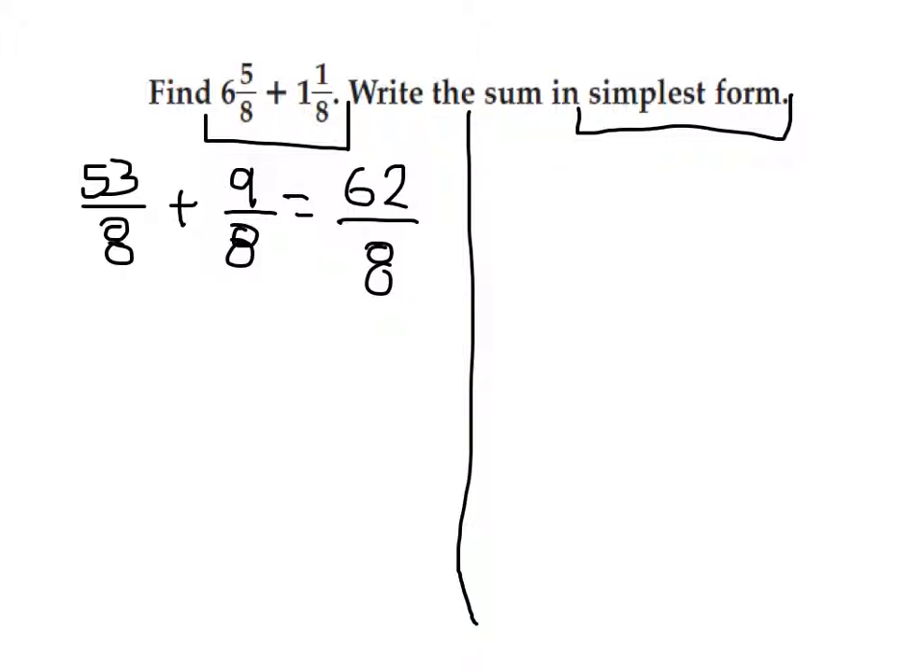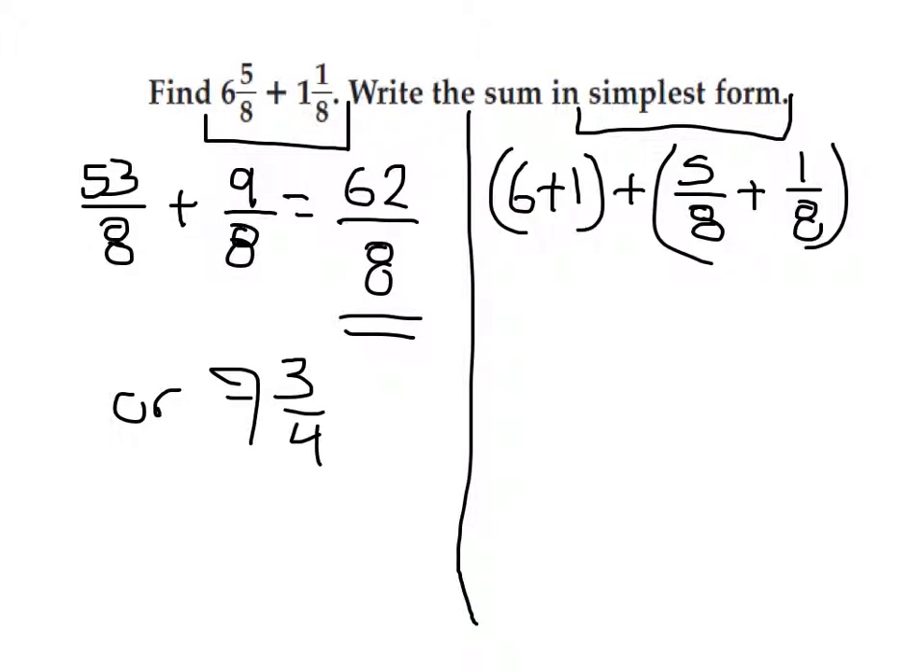We do that for 1 and 1/8. The whole number 1 times 8, the denominator, plus 1 equals 9. That gives us the numerator, the top number, and the denominator stays the same. We can go ahead and combine the top. 53 plus 9 is 62, and the denominator stays the same. That is the answer. Or, if you need to, it is 7 3/4 as a mixed number.